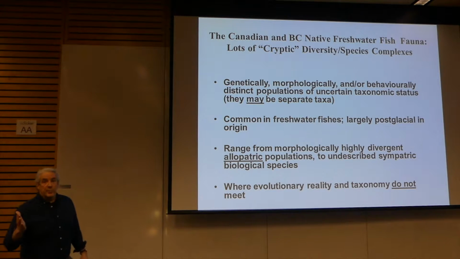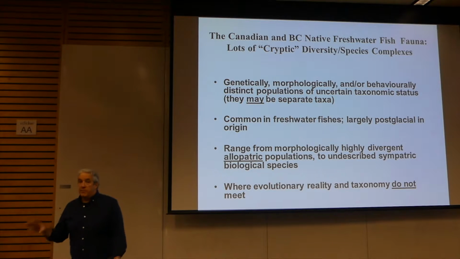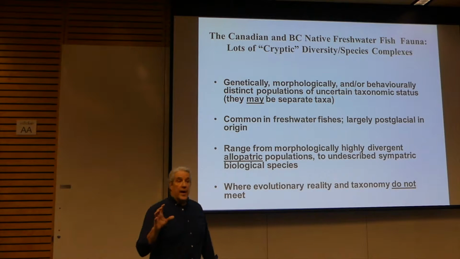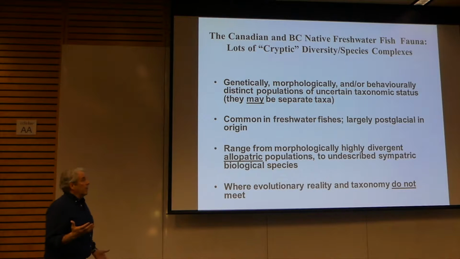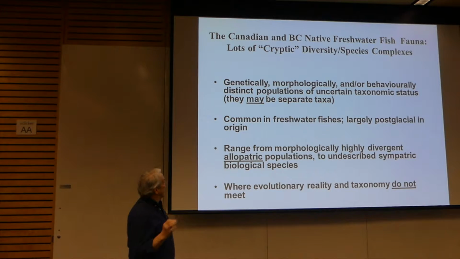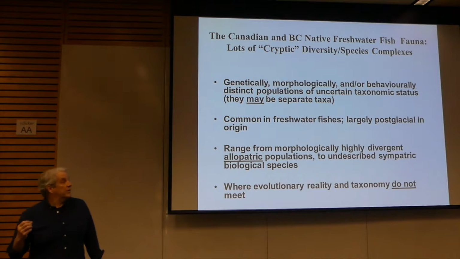But I say this is deceptive. So the relatively low number of named taxa we have is deceptive because Canada, and British Columbia, and actually pretty much the whole Arctic, is characterized by a lot of genetically, morphologically, and/or behaviorally distinct populations which are of uncertain taxonomic status.